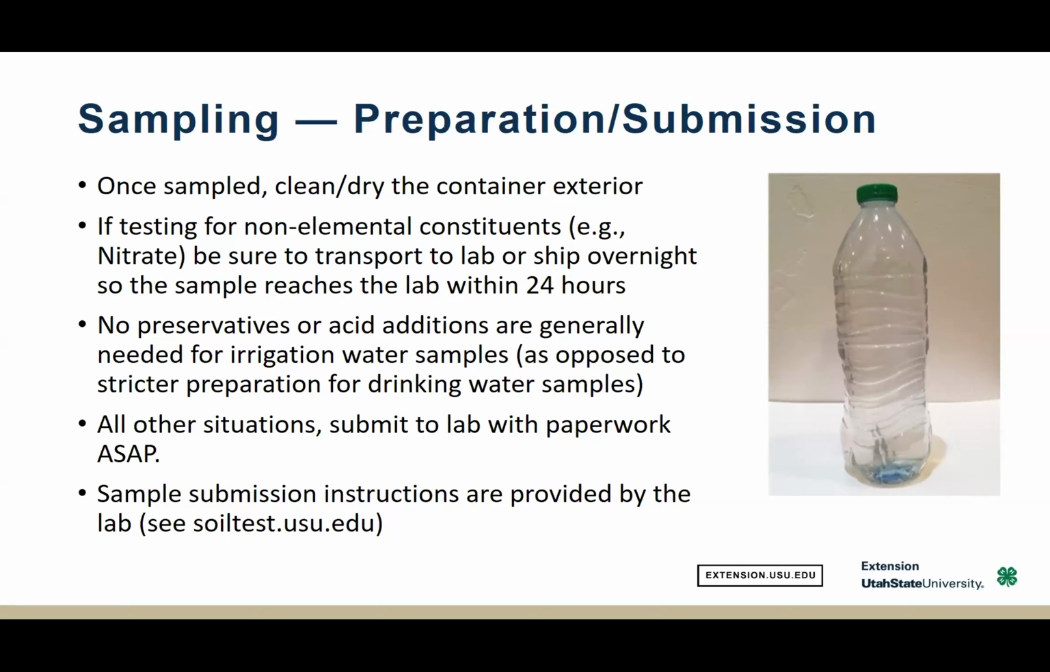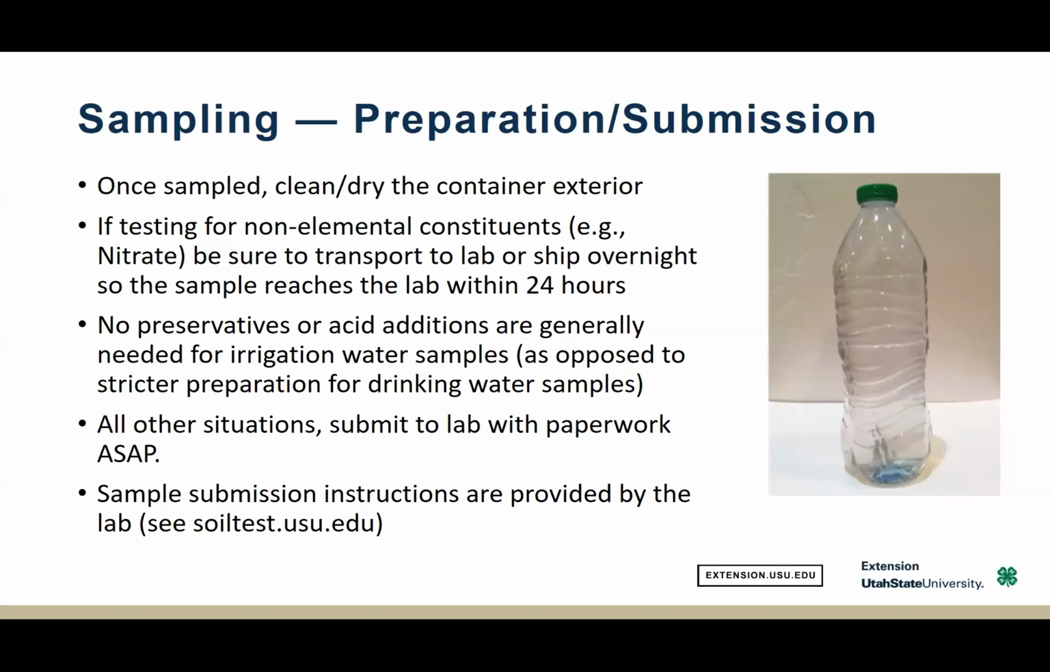For irrigation suitability analysis, no preservatives or acid additions are generally needed, as they would be maybe if you're familiar with the instructions for collecting drinking water samples, which would require a stricter preparation of the sample for submission to the laboratory. Typically, the sample submission instructions are provided by your chosen lab.